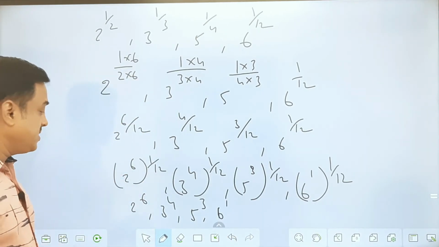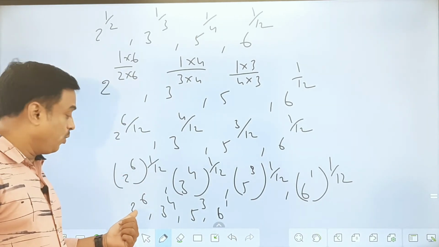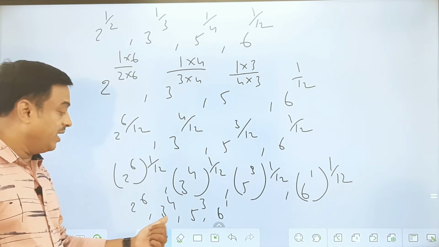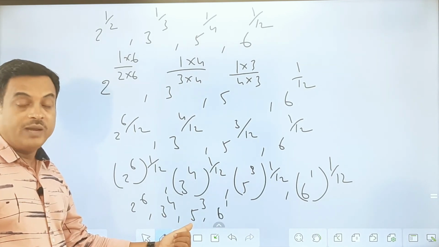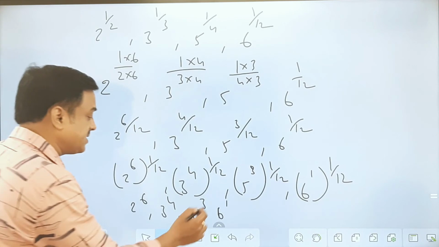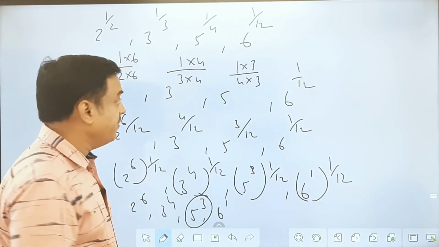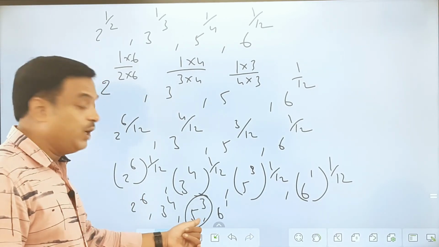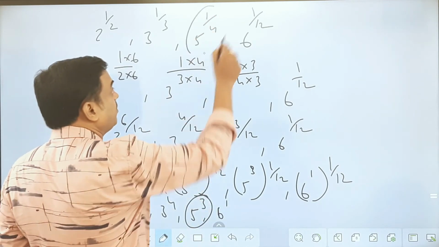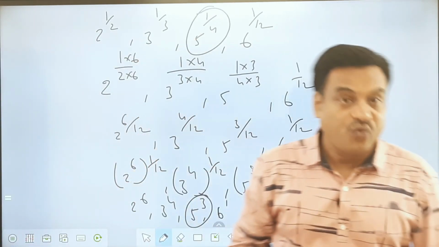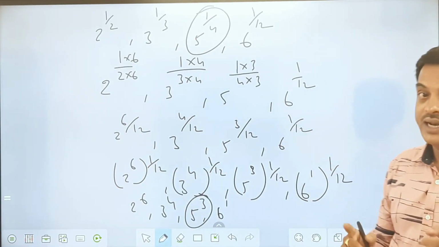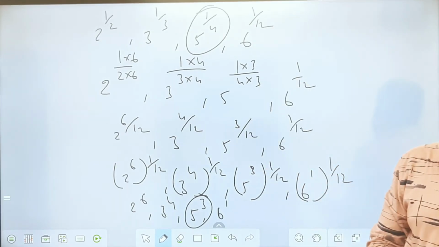Now tell me which is the highest. 2 power 6 is 64, 3 power 4 is 81, 5 power 3 is 125, so the highest has to be 125. But please understand where we got this from. We got this from originally 5 to the power of 1 by 4. So I should not forget to write the original number as my answer in this case.